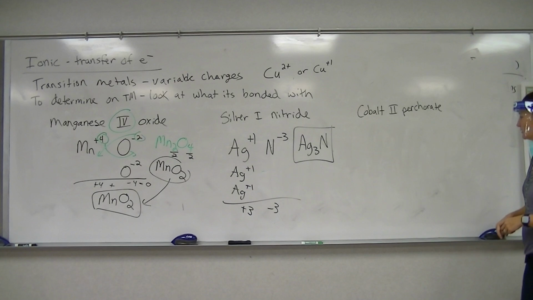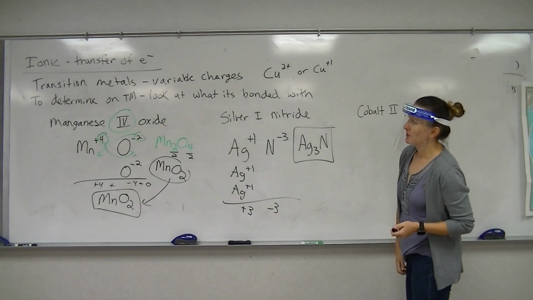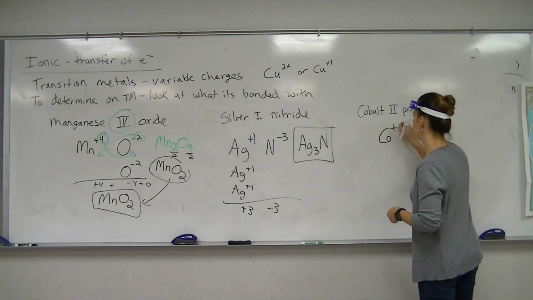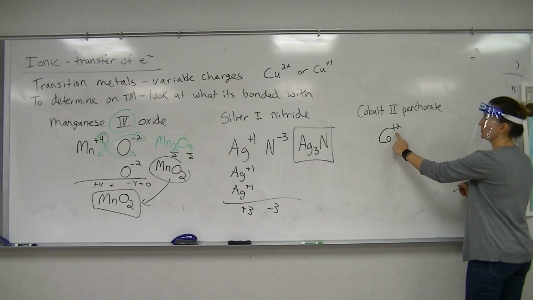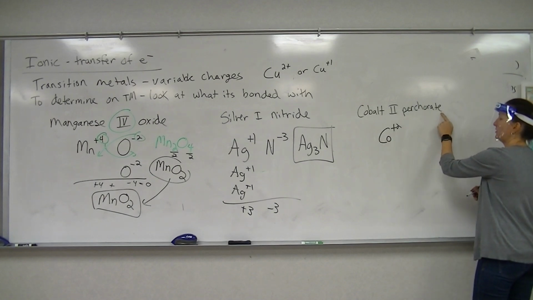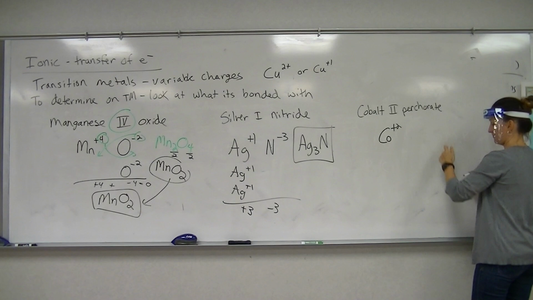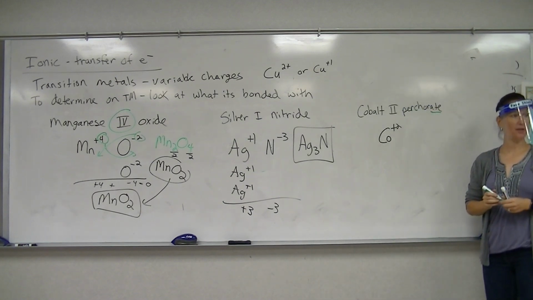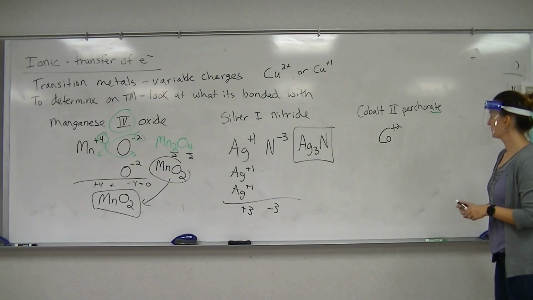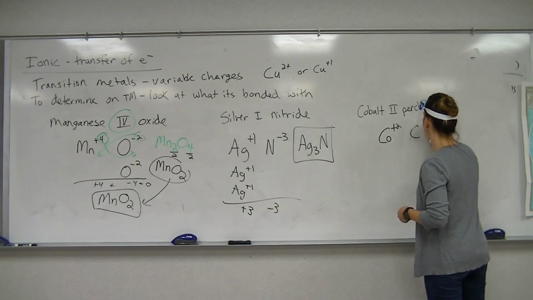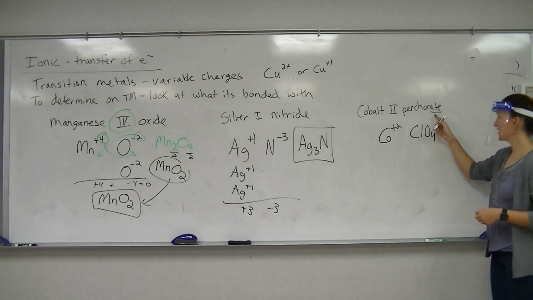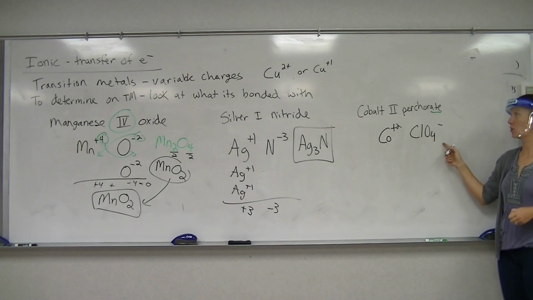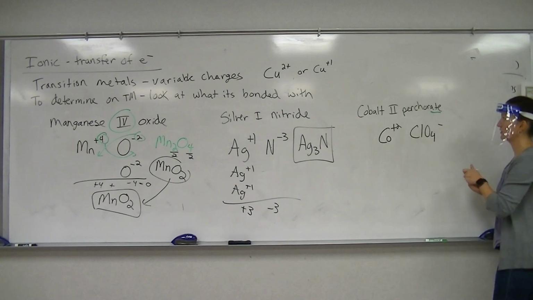Cobalt 2 perchlorate. Cobalt, transition metal, what's its symbol? Co. What's its charge? +2, so that's what that Roman numeral 2 is telling us. It's the +2 ion. Perchlorate, is that an element or a polyatomic? No, polyatomic. The ate tells you it's polyatomic. ClO4 negative. So pay close attention, because isn't this the one where if there's an I there, it's ClO3, it's chlorite. So yeah, pay close attention to the letters.